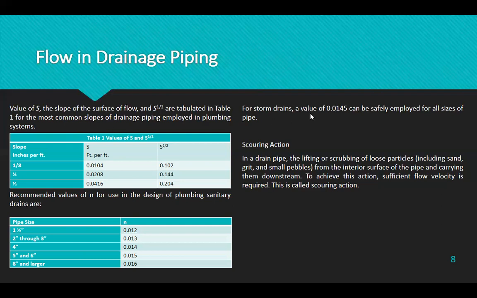Sa storm drain naman, a value of 0.015 can be safely employed for all sizes of pipe. Okay. Ito yung galing sa bubong.